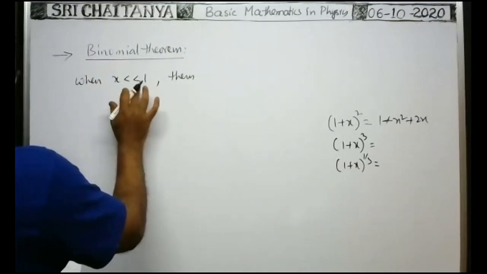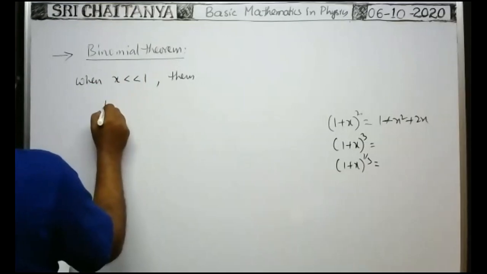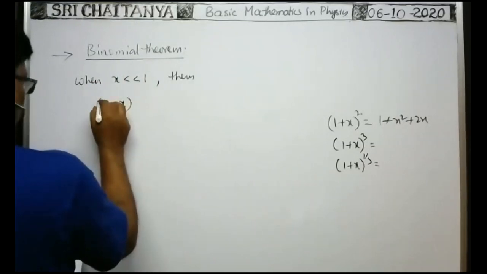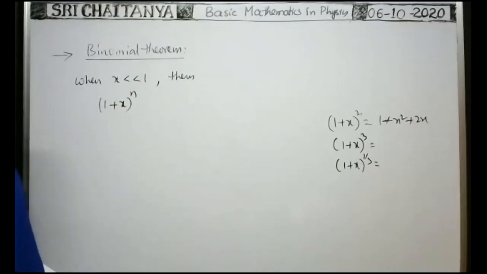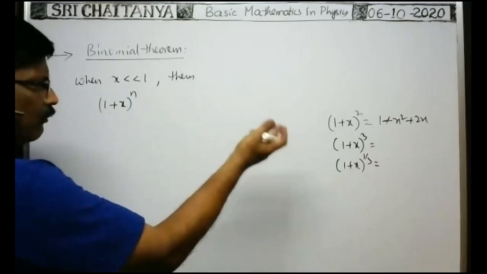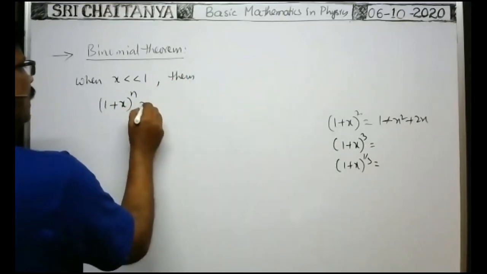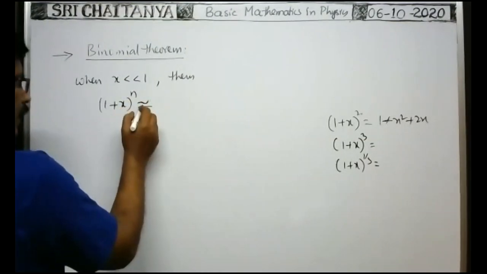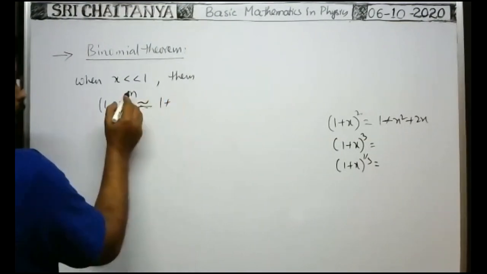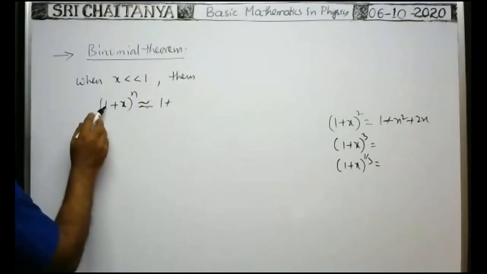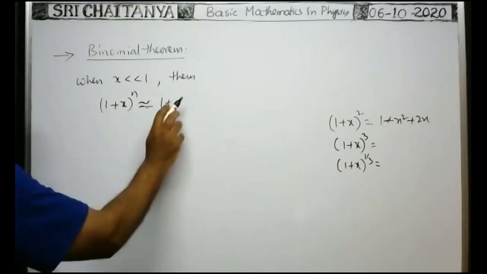In such case only we can apply this binomial theorem. Here we are given 1 plus x whole power of n. n may be 3, 1, 2, 1 by 3, 1 by 4, whatever it may be. This is nearly equal to 1 plus something. It is the case whenever x is very small compared with 1. In such case, we can write like this.